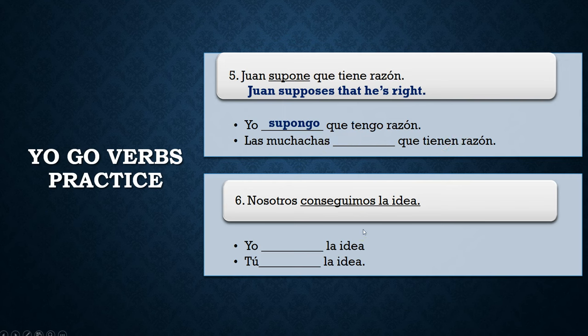Number 6, nosotros conseguimos la idea. We get the idea. We have yo consigo, and tú consigues. Now this is also a stem changer. You'll notice that it's an E here, but an I in the other forms. But again, I'm just focused right now on the go ending.